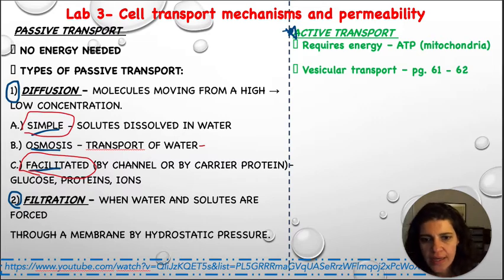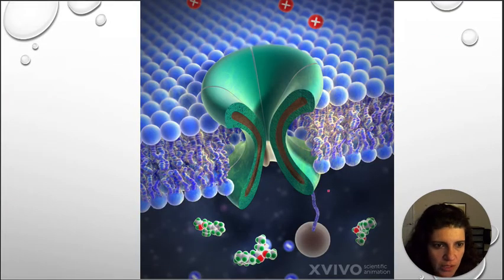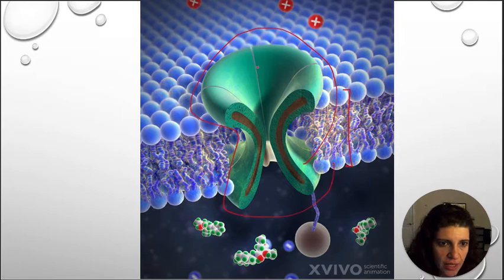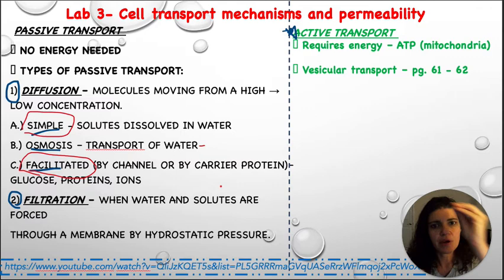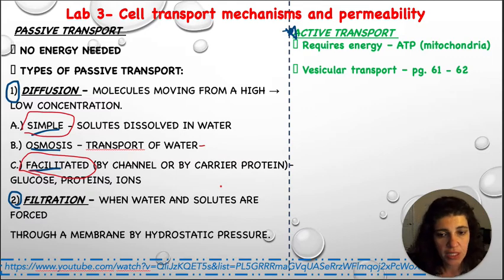Okay? What is a channel? This is a channel. Look how pretty. This is a channel embedded. So this is the plasma membrane. This green here is the channel. And the molecule would go through here. Okay? That's a channel. And a carrier is just a similar type of molecule, but there is like a little place where the solute binds to be carried out or in. It's similar, okay?